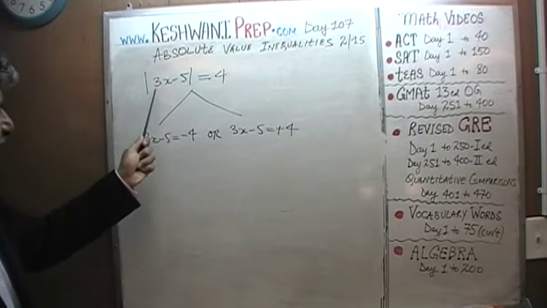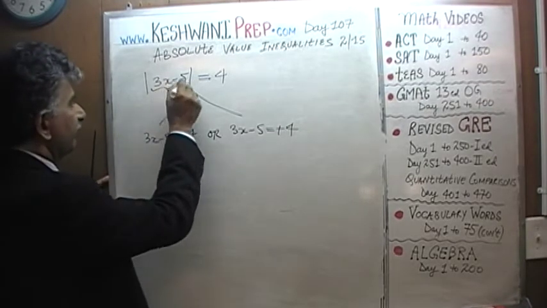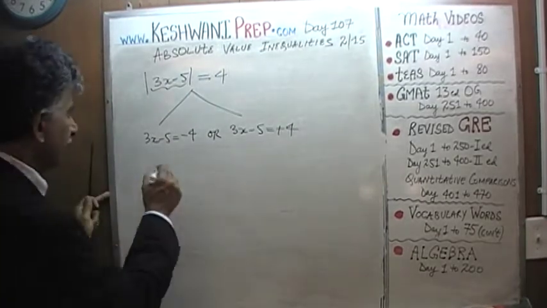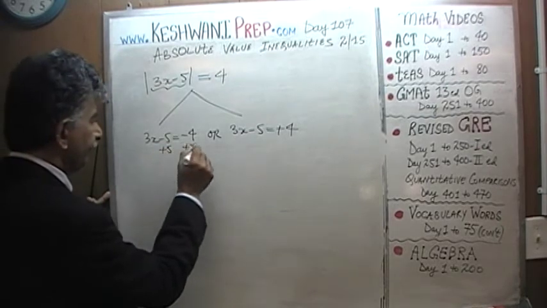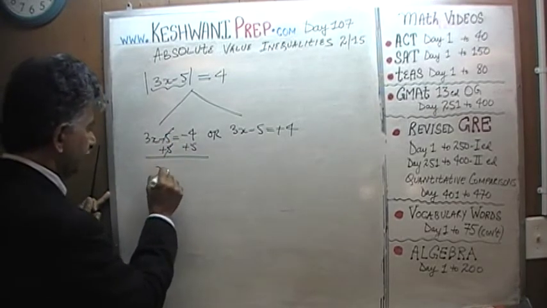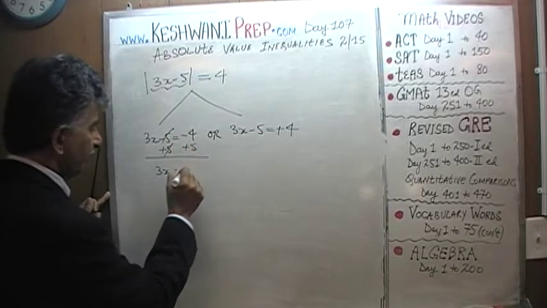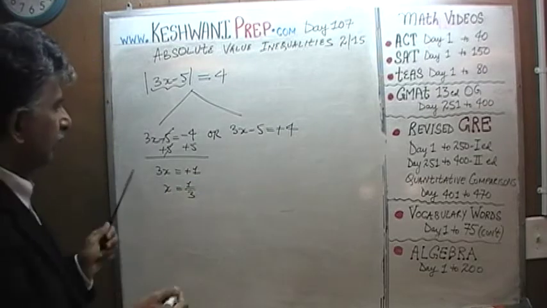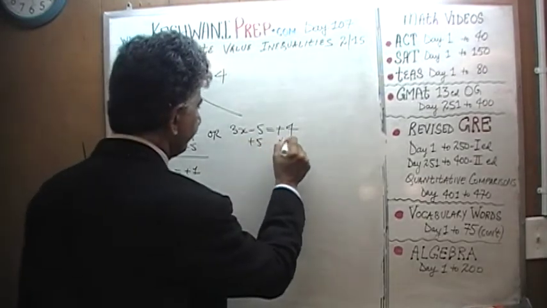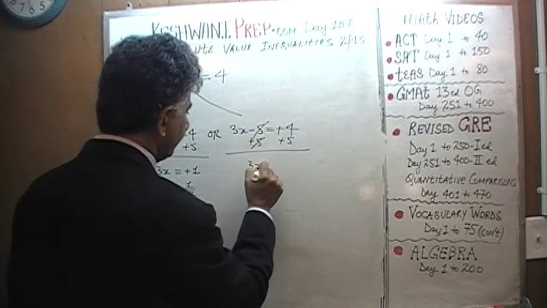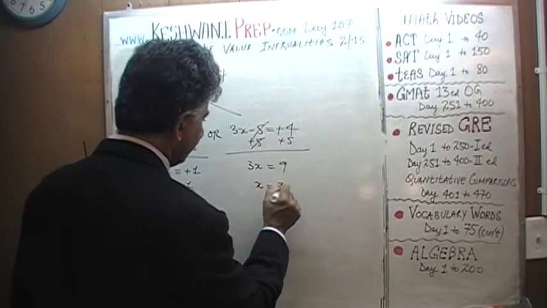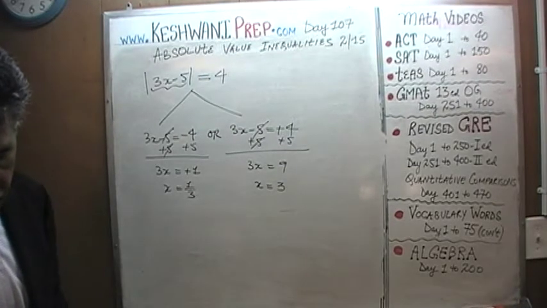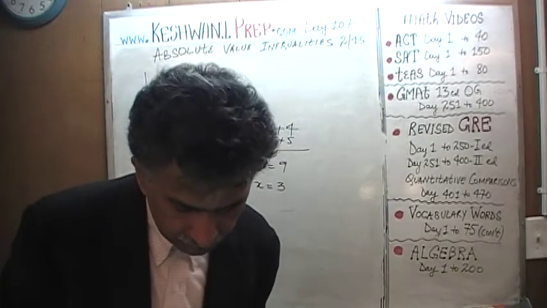So it's this value 3x minus 5 that we see there that is either negative 4 or positive 4. And now we just have to solve for x. Let's add 5 to both sides. The 5 cancels out and 3x equals negative 4 plus 5, that's positive 1. And we divide by 3 and we end up with 1/3. Let's add 5 to both sides here. 5 cancels out and 3x equals 9 and therefore x equals 3. So we get 1/3 and 3.